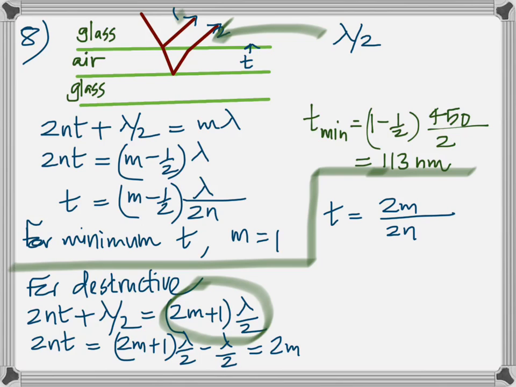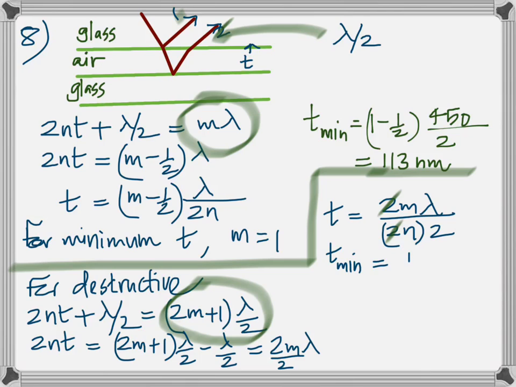Now this problem has to be done assuming that it is dark. So instead of m lambda here, we are using (2m plus 1) lambda by 2 and do the problem the same way again. In which case it's 225 nanometer. Thank you.